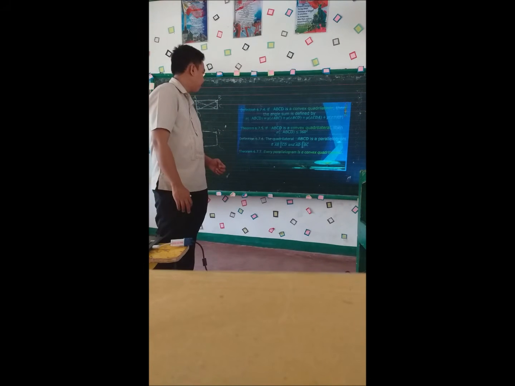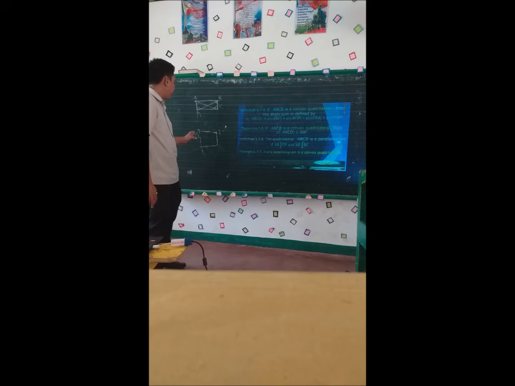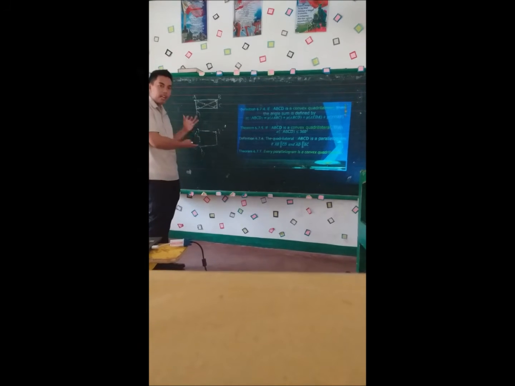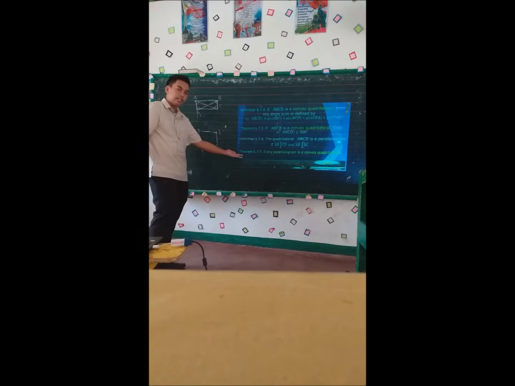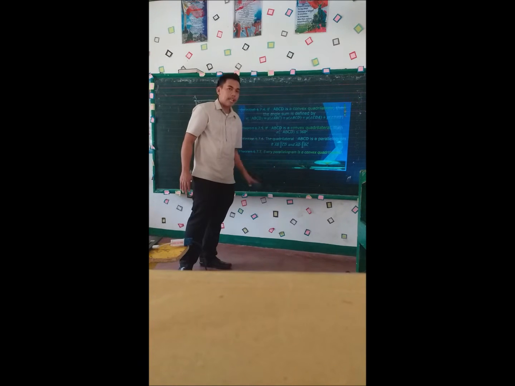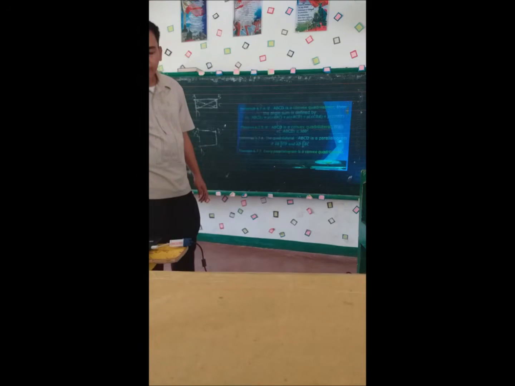Theorem 6.7.7: every parallelogram is a convex quadrilateral. As we have defined a parallelogram, it is a quadrilateral that satisfies the condition that opposite sides are parallel. Every parallelogram, as in theorem 6.7.7, is a convex quadrilateral, so you need not prove it again.